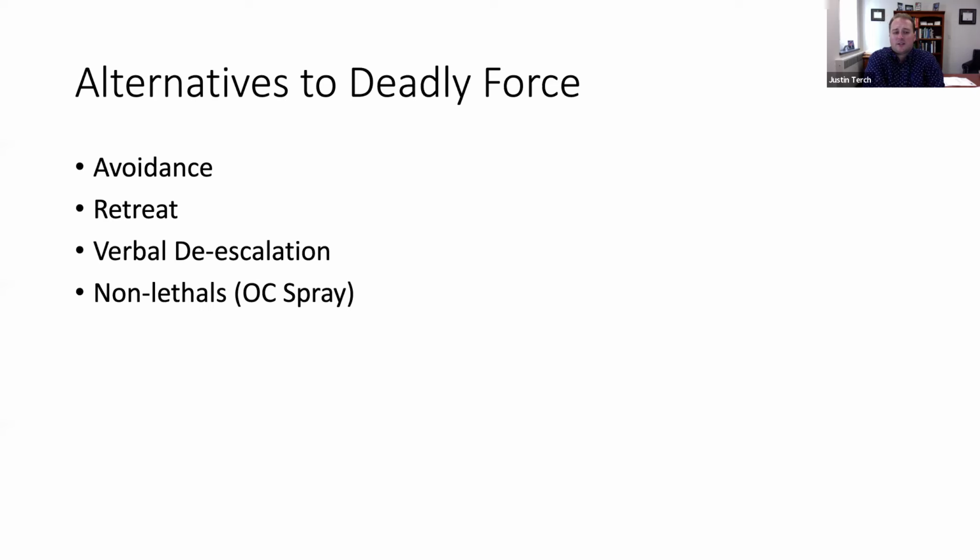The second alternative is to retreat. If you and those you are responsible for, I'll say that again, can safely and reasonably get out of there, do it. Do it. There's no value in staying and having to shoot somebody that you otherwise wouldn't have had to shoot. The third is verbal de-escalation.